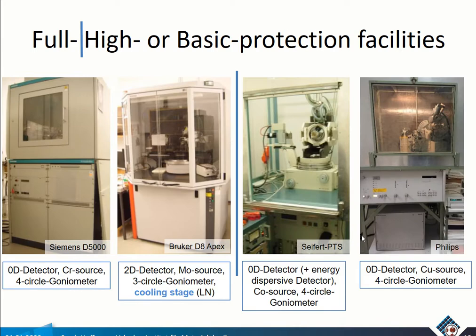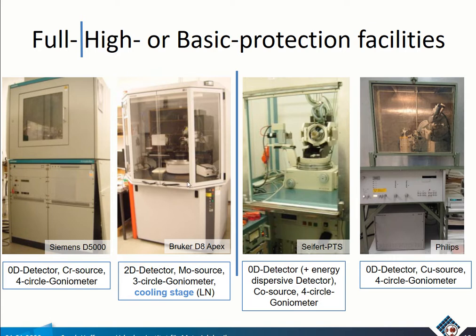What we additionally have are 2 other full protection systems, here the Siemens and the Bruker Apex, with a chromium source and a molybdenum source, and with this Apex facility we also have a cooling stage that's operating at liquid nitrogen temperature.